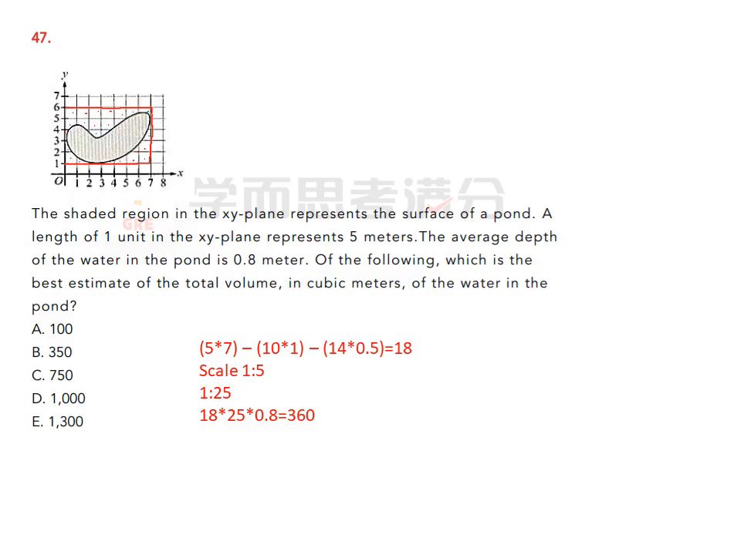So 5 multiplied by 7. You can see that 6 minus 1, because the pond didn't start at the base, that is 0. So 6 minus 1 equal to 5 in the y-axis, and in the x-axis it is 7, that is 35 minus 10 multiplied by 1.